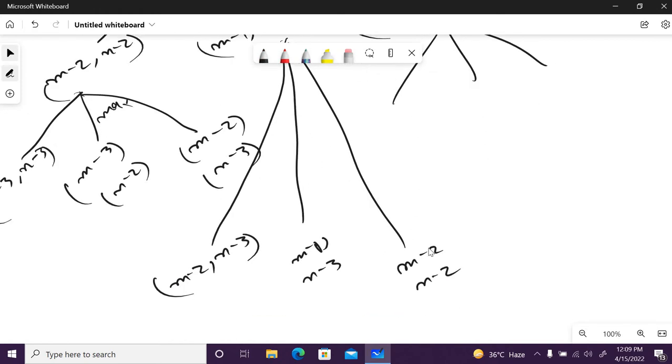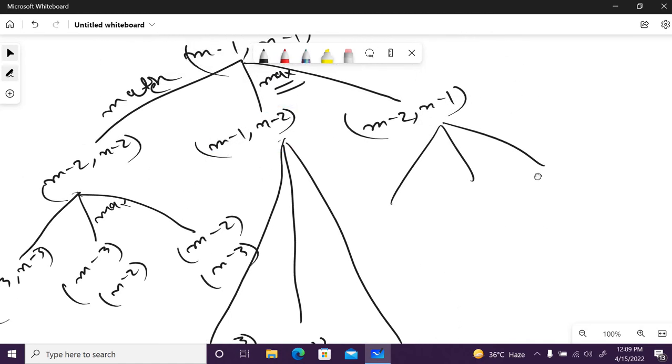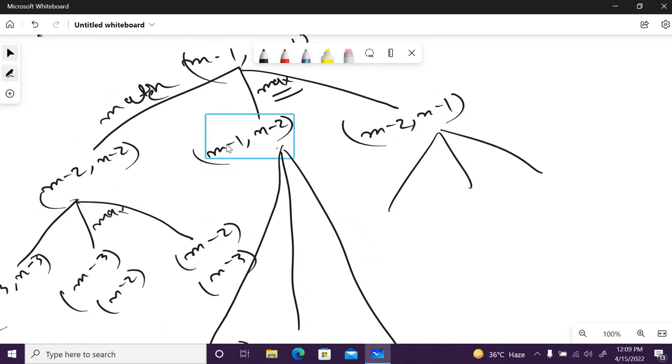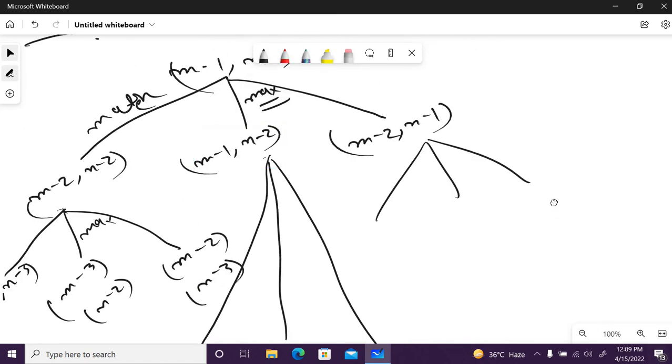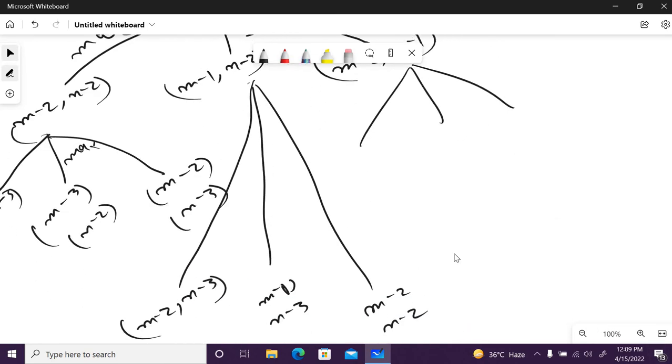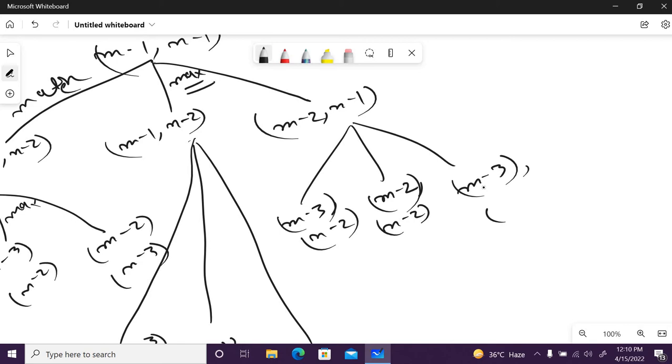Don't think that m minus 2, n minus 2 means it is decreasing in the same way. No. If it is decreasing for 1 because it is not matched, then it will become m minus 2. It will be as it is because it is matched. So for both of them I have to find out the maximum. And in a similar way here also, it is m minus 3, n minus 2, m minus 2, n minus 2, m minus 3, n minus 1, right?